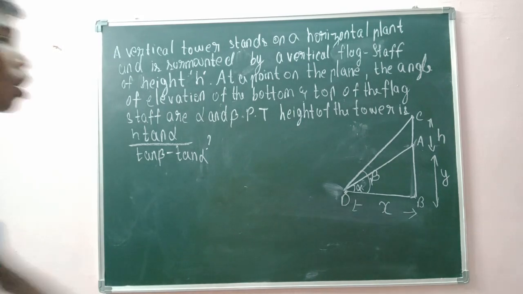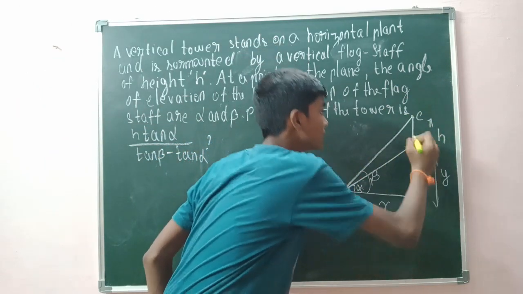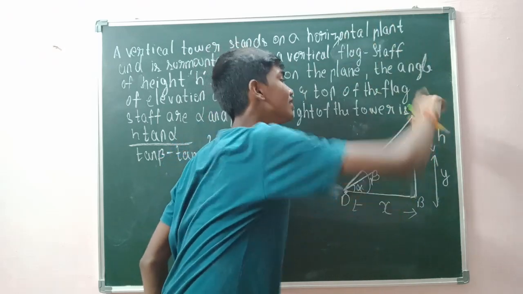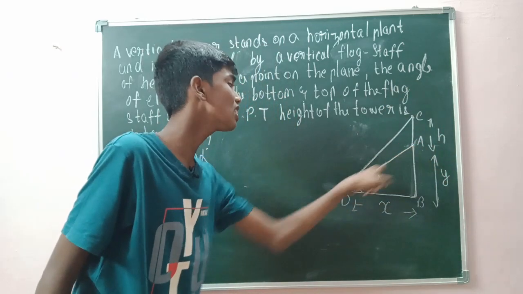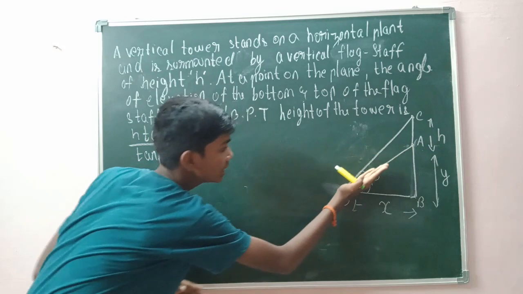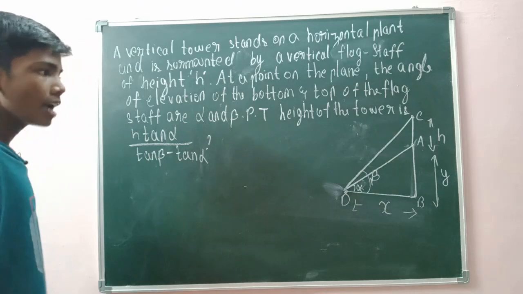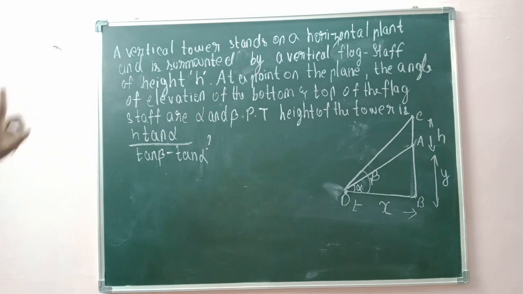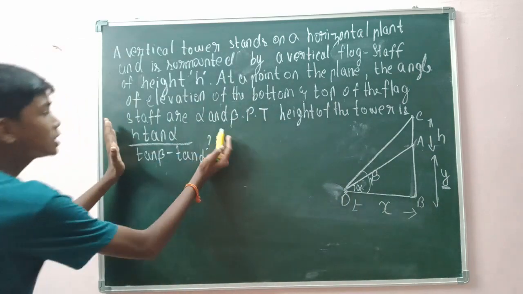It's very simple. On a horizontal plane, a particular tower is there. AB is the tower, and on top of it there is a flagstaff, AC. The height of AC is given, that is h. The angle of elevation of the bottom of the flagstaff is alpha, and for the top of the flagstaff it is beta. For this line of sight, alpha. For this line of sight, the total angle beta. They are asking us to prove that the height of the tower is h tan alpha divided by tan beta minus tan alpha. That is, prove that y is equal to this trigonometric expression.